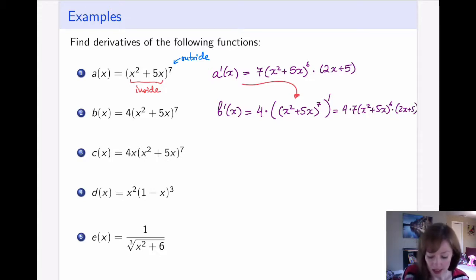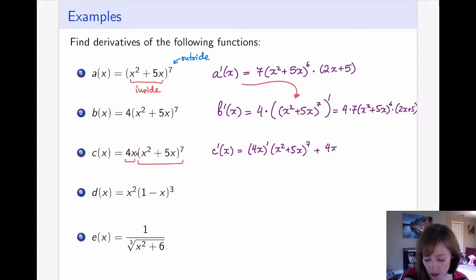Okay, the next case is 4x times this function. So in itself, this big function is actually a product of 2 things. So this is one key thing to notice right away, is that if it's a product before it's a chain rule, then I have to apply the product rule first. So here I have a product of 2 functions. So the first rule I have to apply is the product rule. So the derivative here would be, recall the product rule is, the derivative of the first function times the second function plus the first function times the derivative of the second.